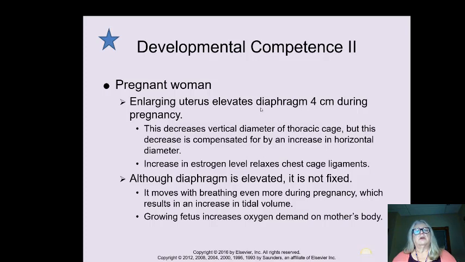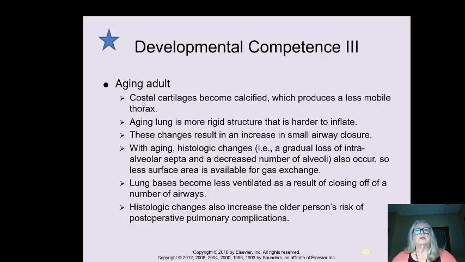Pregnant women with an enlarging uterus, what happens? It elevates, pushes the diaphragm up 4 centimeters during pregnancy. That's a fair amount. And this decreases the vertical diameter of the thoracic cage. But this decrease is compensated for by an increase in the horizontal diameter. So there are specific changes, and I think you better write that down. I can't remember if there's a quiz question on that or not, but I think there might be. Can't remember if I took it out. Oh, no, there's one. So remember what this stuff means here.